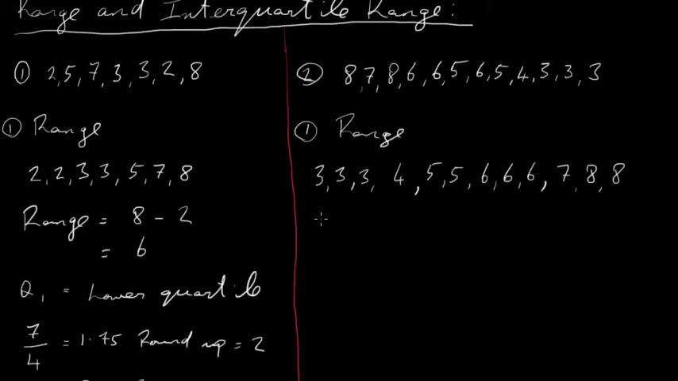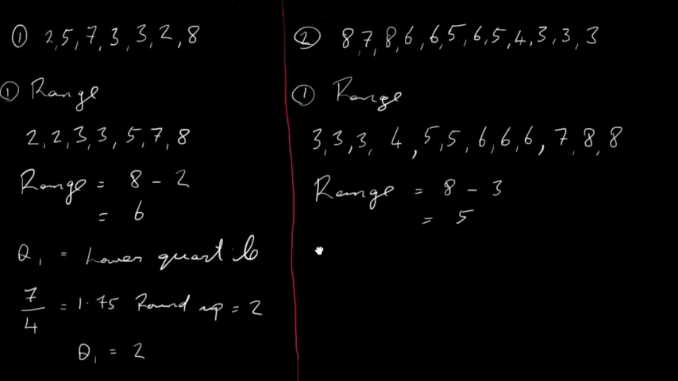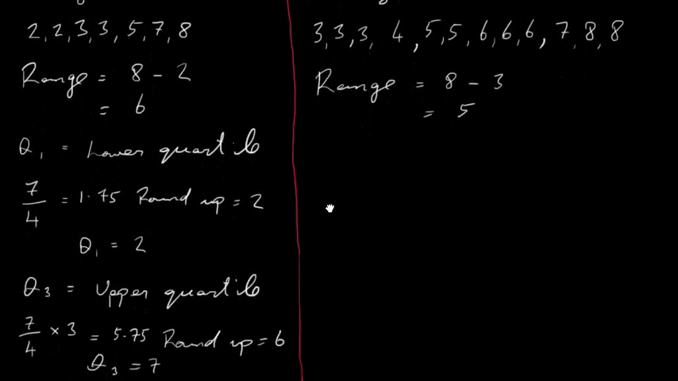So to calculate the range here, again, that's just the highest, which is 8, minus the lowest, which is 3. Subtract them, you get 5. So our range here is 5. Okay, now let's move on to interquartile range.